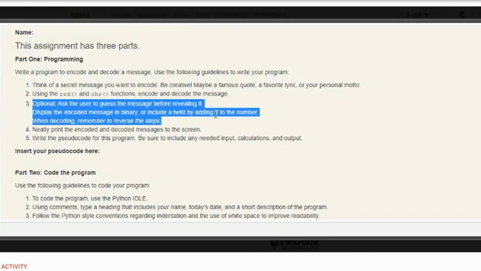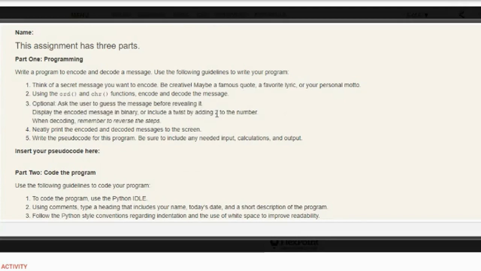And you can add a twist. You could add 2 to every binary number, so that would make it even harder to decode because this is binary. And then when they check the binary code, it wouldn't match because it's off by 2. So when you decode it, you'd have to reverse that. You have to subtract 2 before you put it back.